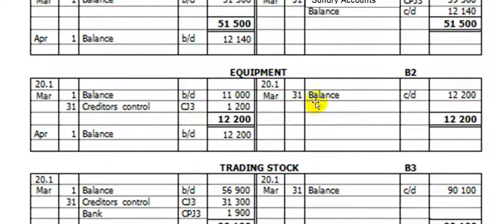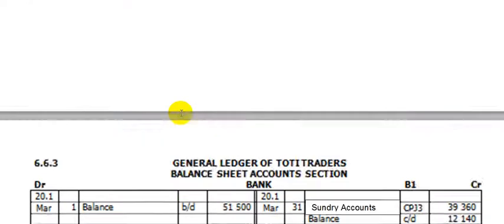Therefore, when we go into our equipment, we'll have a look at our equipment's debit side, because equipment is an asset, it goes up on the debit side. We got it from our cash journal, 1,200 rand. We bought equipment and that amount went into our creditors control, which basically means that it increased our liability. Our creditors control has gone up. We now owe 1,200 rand more on our creditors control.